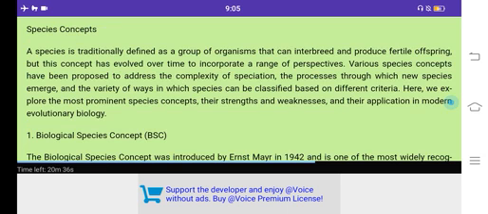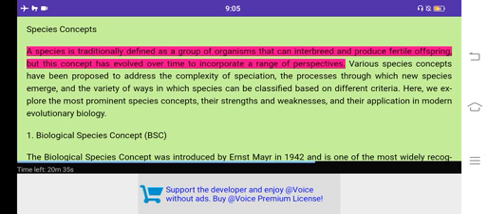Species concepts. A species is traditionally defined as a group of organisms that can interbreed and produce fertile offspring, but this concept has evolved over time to incorporate a range of perspectives.